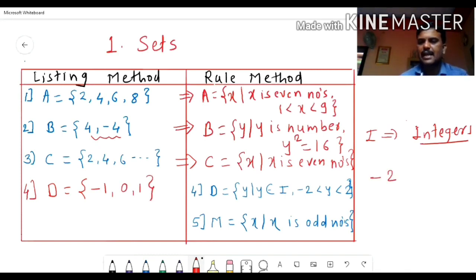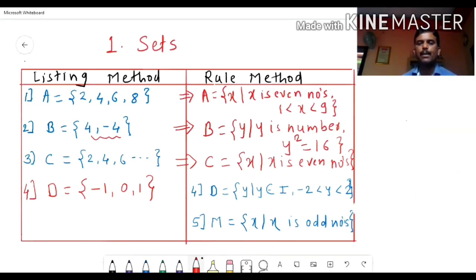Suppose there is an example in a similar way. What is the answer of that example? y is greater than or equal to -2 and y is less than or equal to 2. Means what? It is including -2. Means -2, -1, 0, 1 and 2. I think you are getting my point.